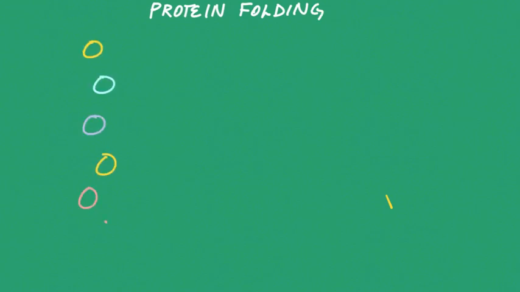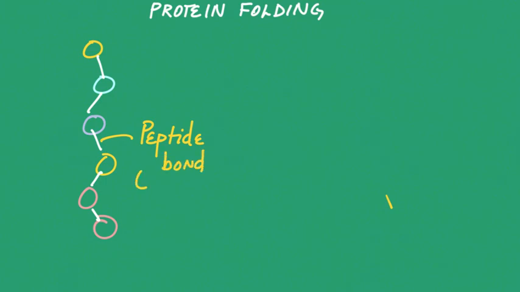Based on how a protein is folded, it exists in four different forms: primary, secondary, tertiary, and quaternary. In a primary structure, the amino acids are held together by peptide bonds, which are basically covalent bonds. Usually, when a protein is just made, it exists in the primary form.